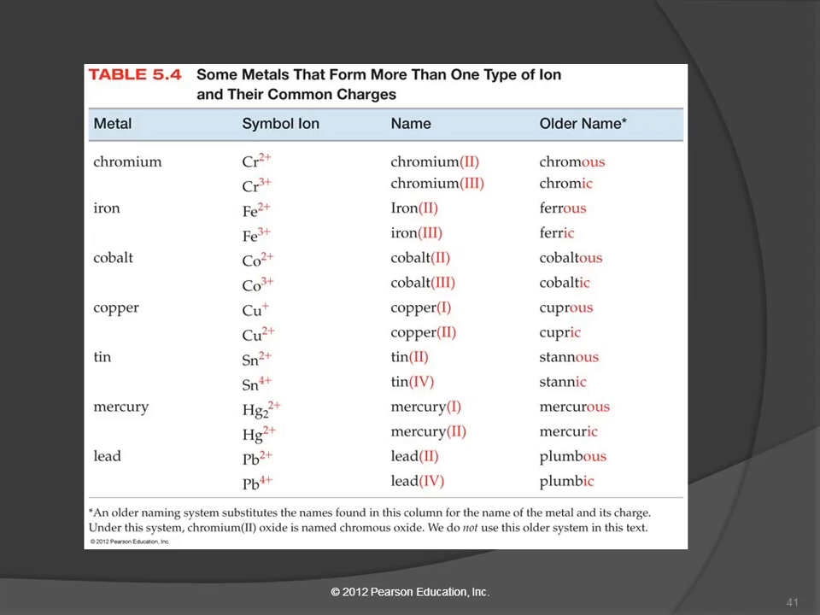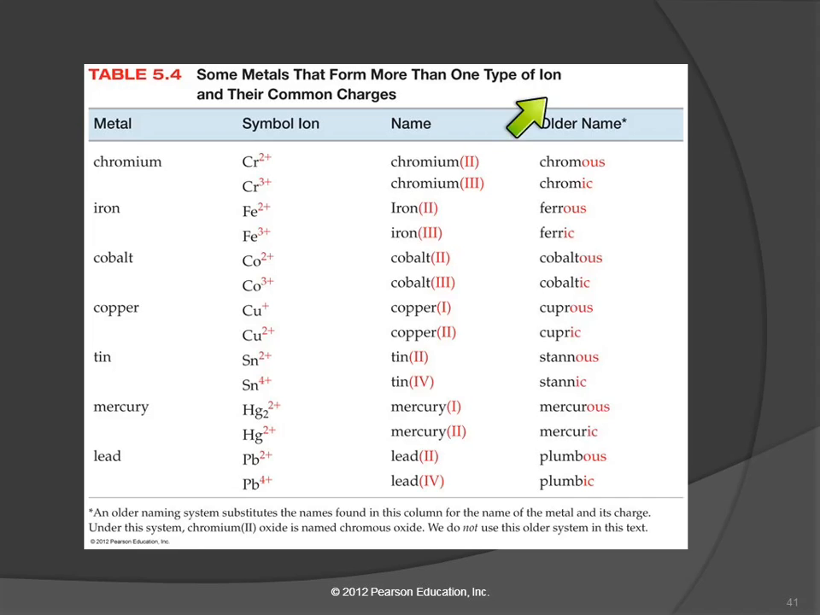And so we use Roman numerals. So that's what these numerals are here. Roman numerals. This is the Roman numeral 2. So chromium 2 is chromium with a 2 plus charge. Chromium 3 is chromium with a 3 plus charge. So the Roman numeral tells us the charge on the ion. And that's how we know what the charge is from the name.